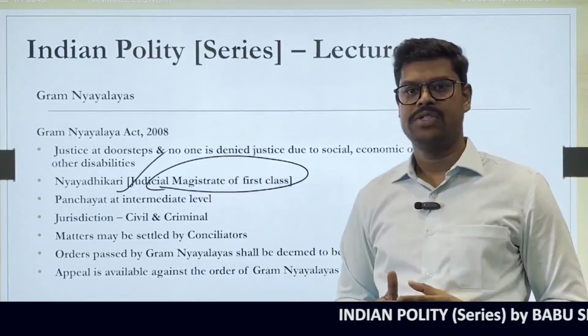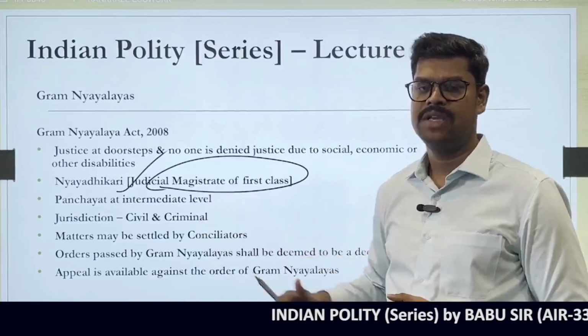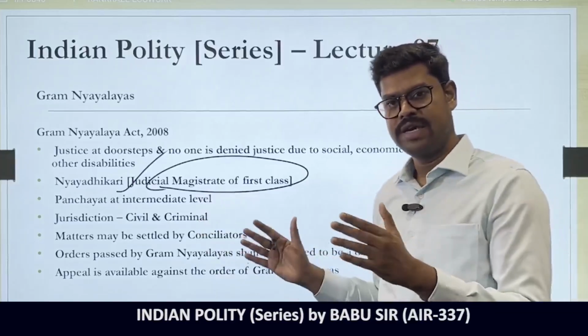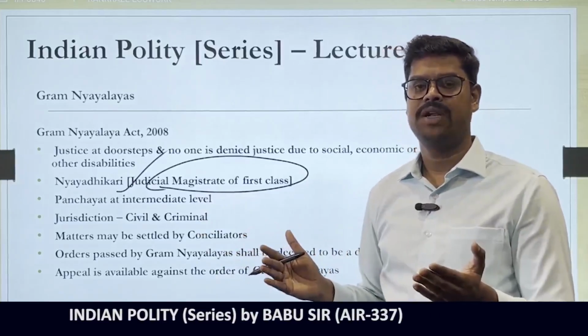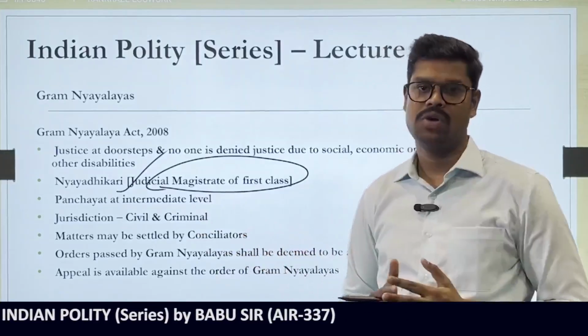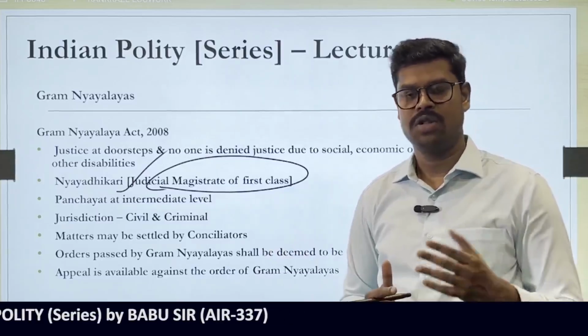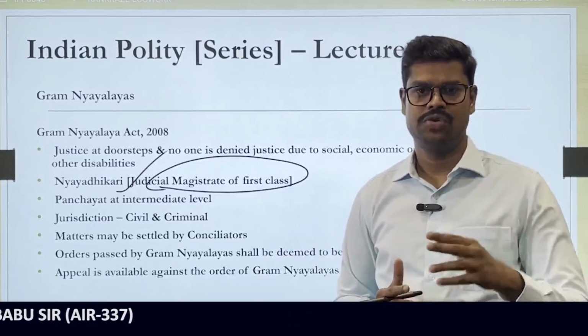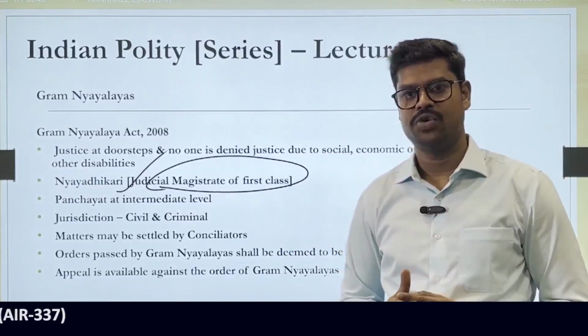However, try to understand that whatever order is passed by the Gram Nyayadhikari, it is just like an ordinary court. So if the concerned parties are not happy with this particular judgment, they can go for an appeal against the order of the Gram Nyayalaya court or the Gram Nyayadhikari. The next level of appeal usually is the district court. So they can make an appeal in the district court.